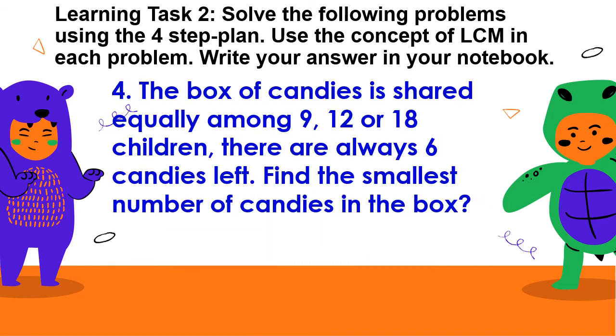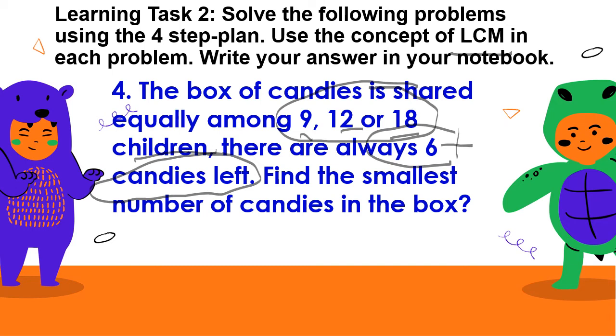Number 4. The box of candies is shared equally among 9, 12, and 18 children. There are always 6 candies left. Find the smallest number of candies in the box. Ito medyo pampagulo dun sa 6 candies left. But anyway, just look for the LCM of the given. Pagkatapos, tsaka mo i-add itong 6. Ganun lang yun. Na kapag dinistribute dito sa 9, 12, at 18 children, laging may 6 na sobra.